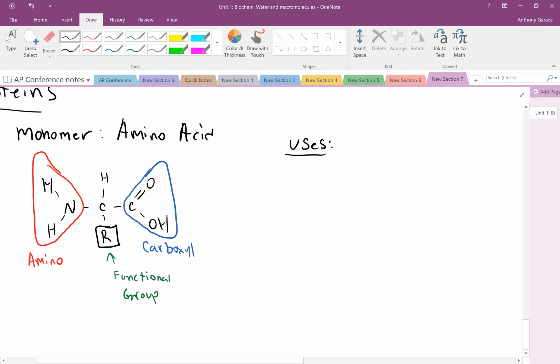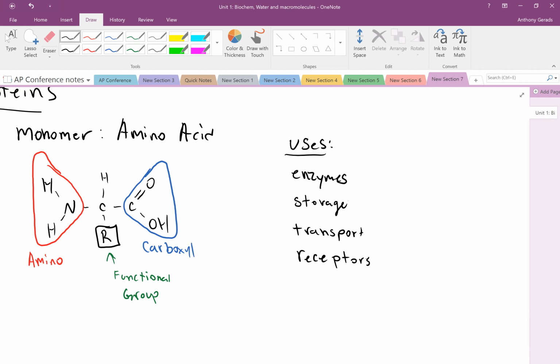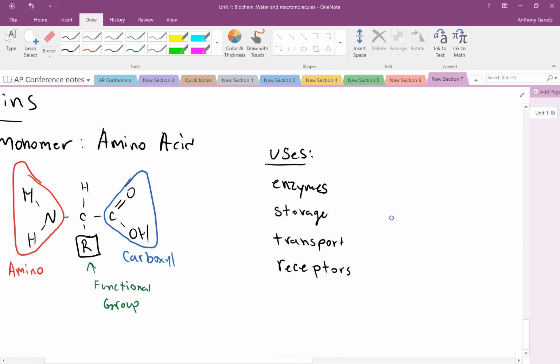It might be used for enzymes, which, just for general terms, speed up reactions. It might be used for storage. It might be used for transport. And it might be used for receptors. For instance, the receptors on the outside of like a helper T cell. Okay, so proteins. These are some of the big uses that you need to know for now.